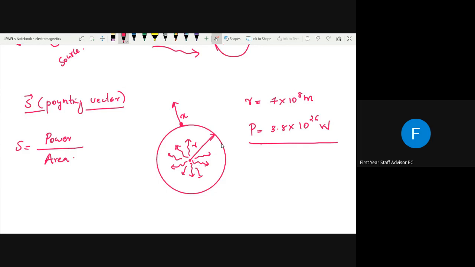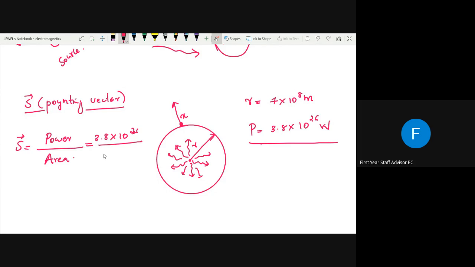ഈ സ്പെറിക്കൽ സർഫസിലൂടെ എല്ലാം പാസ് ചെയ്തു പോകുന്നുണ്ടാവും ഇലക്ട്രോമാഗ്നറ്റിക് വേവ്സ്. So how can you calculate power density? Power density can be calculated as S equal to, what is the total power? It is given by 3.8 into 10 raised to 26, divided by what is the total area in which these electromagnetic waves are passing, or what is the total area in which the power is emanating from the sun.